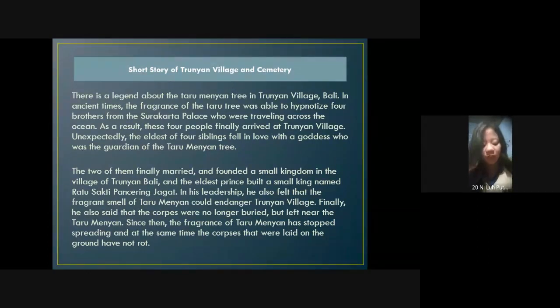Unexpectedly, the eldest of the four siblings fell in love with a goddess who was the guardian of the Tarumanyan tree. The two of them finally married and founded a small kingdom in the village of Trunyan, Bali. The eldest prince of the small kingdom was named Ratu Sakti Pancering Jagat. In his leadership, he felt that the fragrant smell of Tarumanyan could endanger Trunyan village. Finally, he decreed that the corpses were no longer buried, but laid near the Tarumanyan. Since then, the fragrance of Tarumanyan has stopped spreading, and at the same time, the corpses laid on the ground have not rotted.